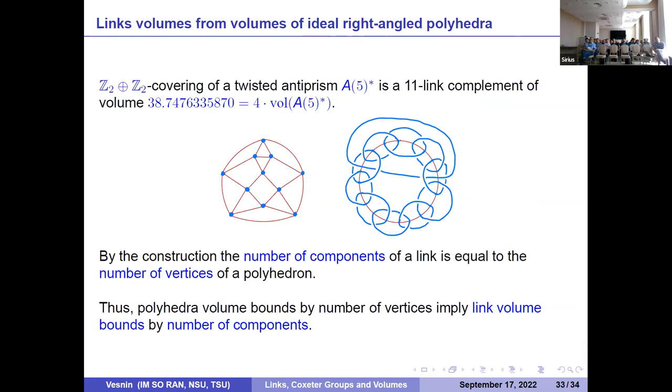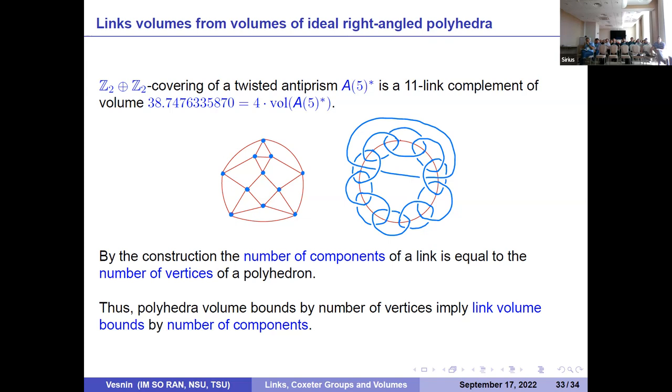And one more application of this construction. Of course you can take not necessarily nice polyhedra, but some kind of polyhedra obtained by twisting. Nevertheless, you can obtain some link. And if you have, say, n vertices, we will get n components. And applying our result about the volumes of ideal regular polyhedra, you can estimate the volume, or sometimes you can find the volume. So you know the volume for this link complement.